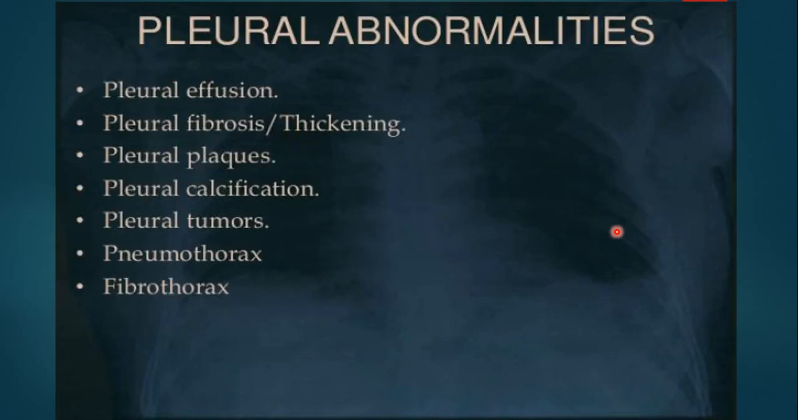So let's talk a little bit about pleural abnormalities. What are the pleural abnormalities that we need to look for in a chest X-ray? First of all, the most common, we almost every day we see it, the pleural effusion. Other abnormalities include the pleural fibrosis or thickening, pleural plaques, pleural calcifications, tumors, pneumothorax, and fibrothorax. We will talk just briefly about each of them.